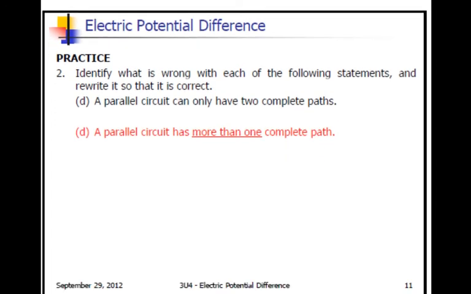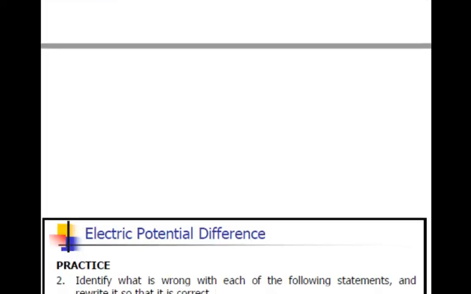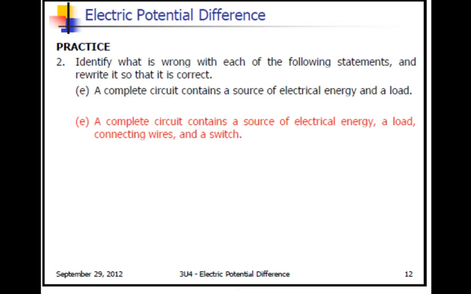This statement says a parallel circuit can only have two complete paths. A parallel circuit has more than one path, so we can have a parallel circuit with 3, 4, 5, 6, 7, 8 paths or more. Another statement here, I think this is the last one, says a complete circuit contains a source of electrical energy, a load, connecting wires, and a switch. This one I kind of disagree with, because we don't necessarily need a switch for a complete circuit.